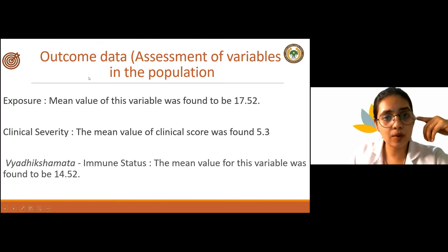After administering this questionnaire, we analyzed the data and found that the outcome can be presented in many ways. One way of presenting the outcome was the assessment of variables in the population. What is the basic score that we found? The mean value of exposure score was found to be 17.52. The mean value of clinical score was found to be 5.3. And Vyadhi Kshamatva, that is immune status, the mean value for this variable was found to be 14.52.